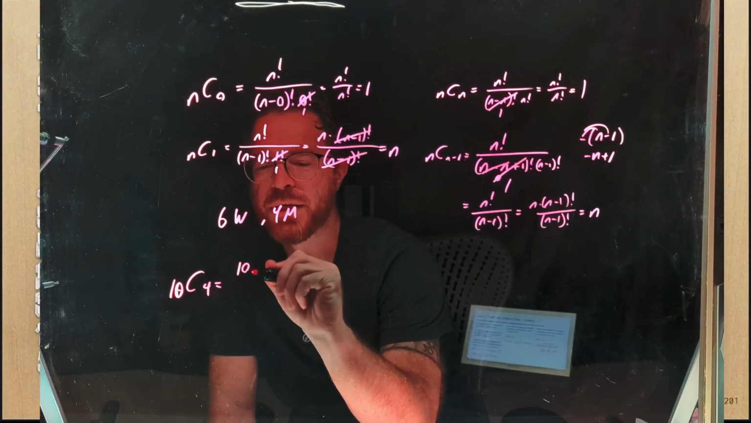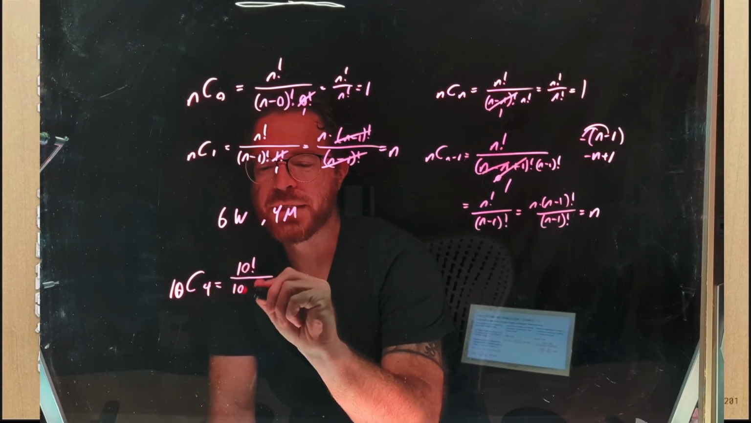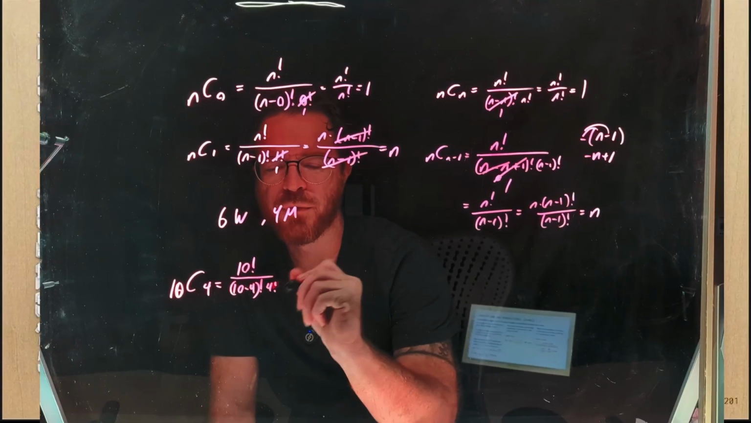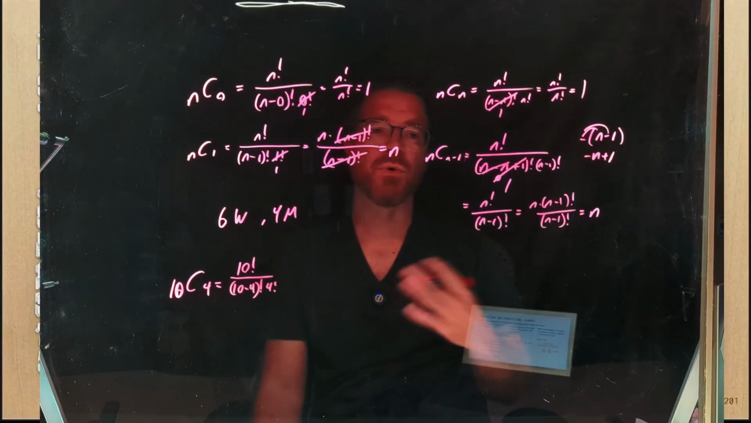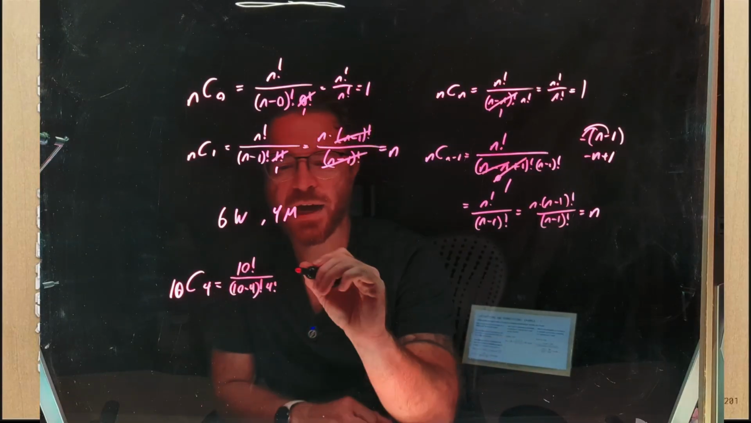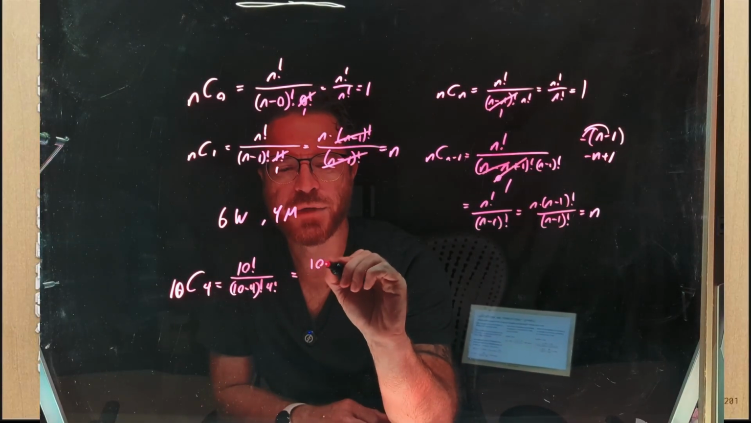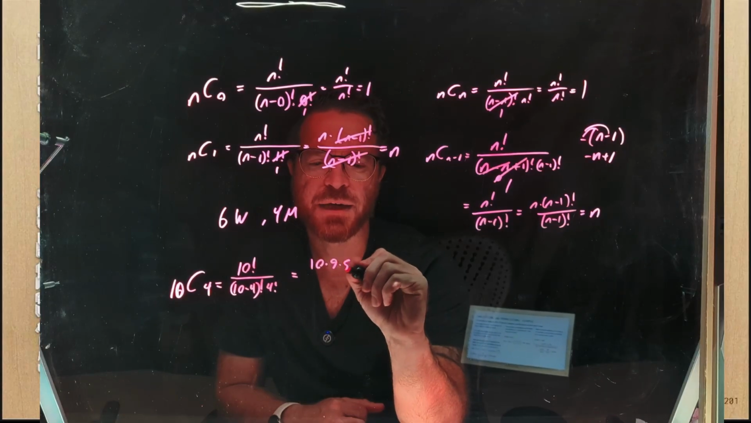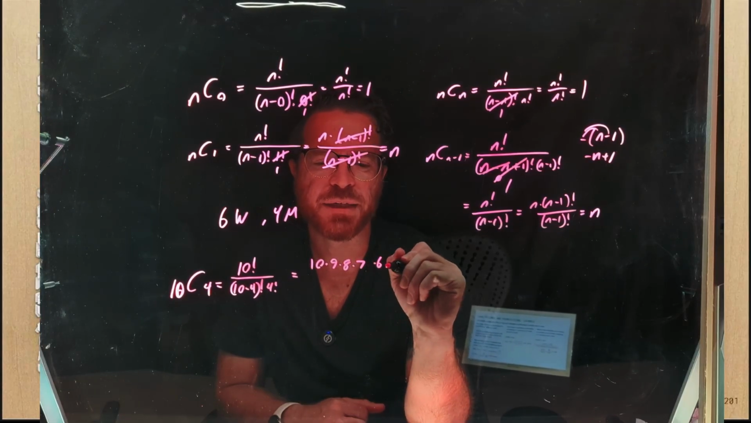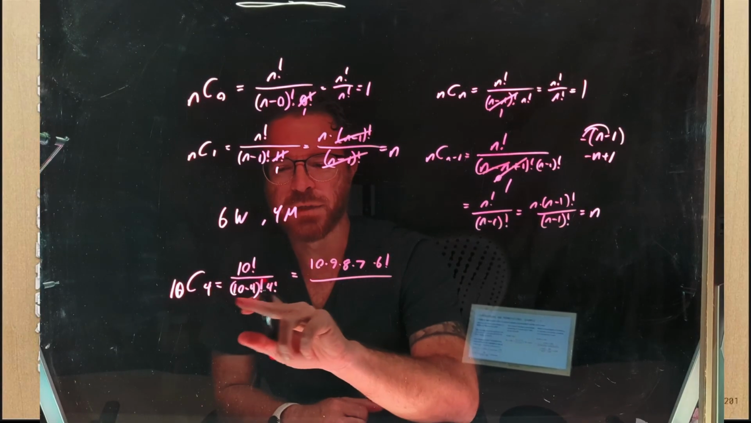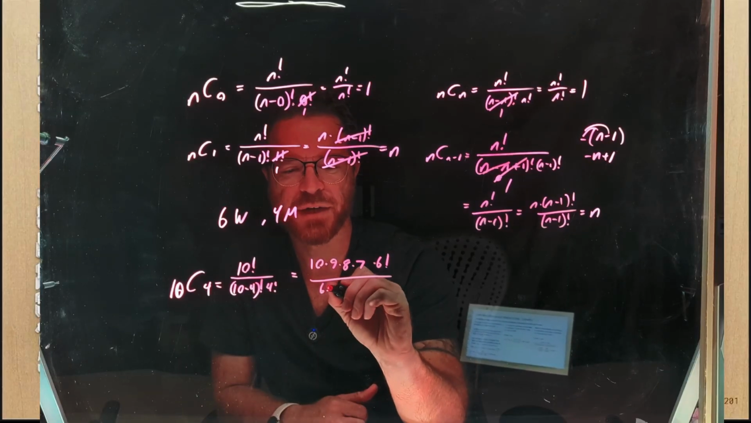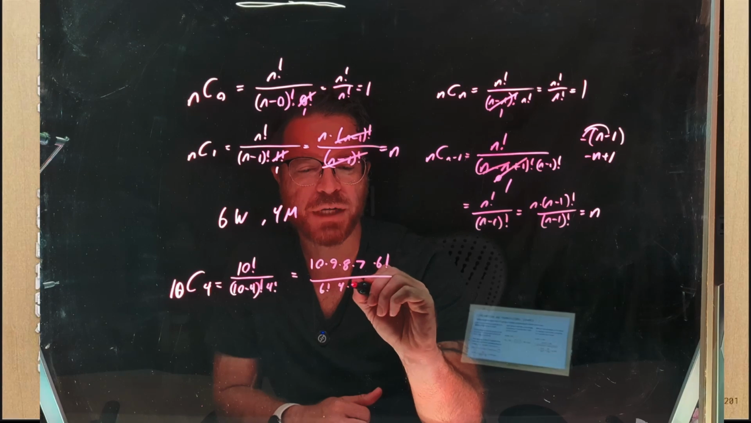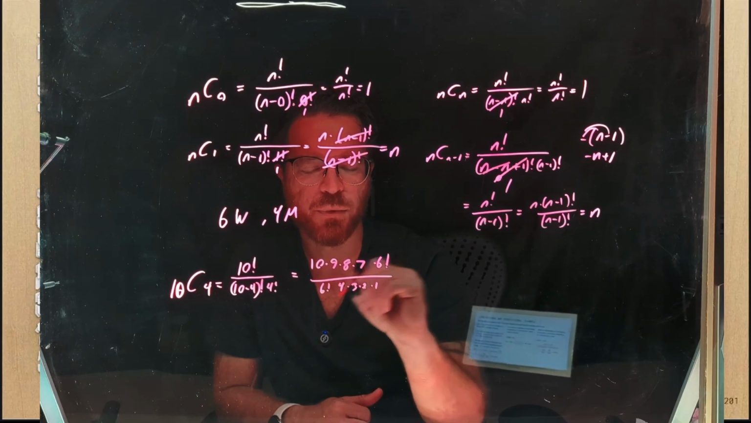So this would be 10 factorial divided by 10 minus 4 factorial, 4 factorial. So 10 minus 4 is going to give me 6. So like I said, I'm going to go down to the larger factorial, which is going to be that 6 factorial. So 10 times 9 times 8 times 7 times 6 factorial. 10 minus 4 is 6, so 6 factorial. And then I'm going to expand out this 4 factorial: 4 times 3 times 2 times 1.